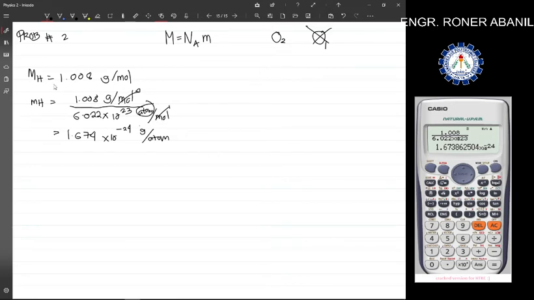Okay? Gamitin din natin itong formula. So magiging mass ng oxygen natin ngayon is 32.0 grams per mole over nung NA, or Avogadro's number.